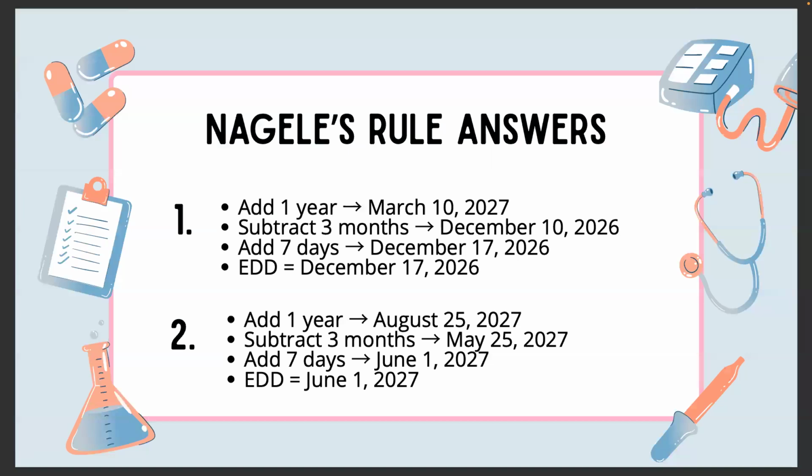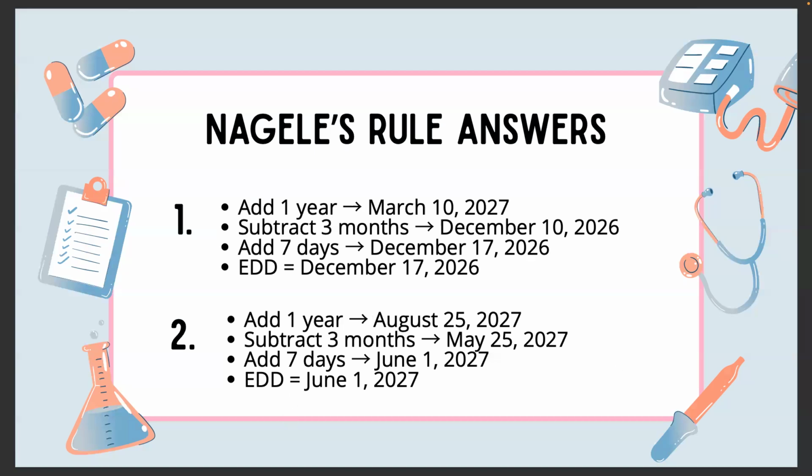All right, here is the answer to our Nagel's rule. The first one was March 10th, 2026. If we add a year, it brings us to March 10th, 2027. If we subtract 3 months, we're in December 10th of 2026. Sorry, that's supposed to say 2027. And adding 7 days is December 17th of 2027. So the estimated date is December 17th, 2027. Sorry about that, guys. The second one is correct, though.